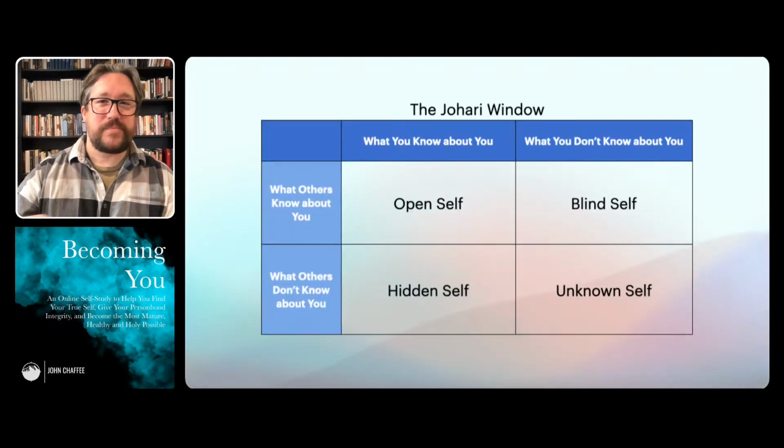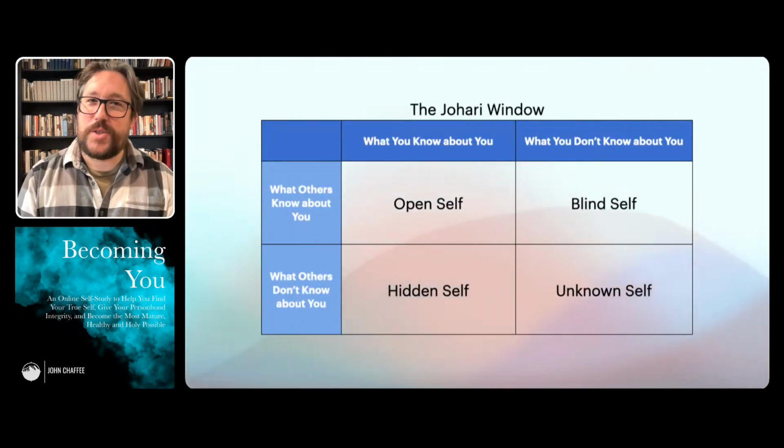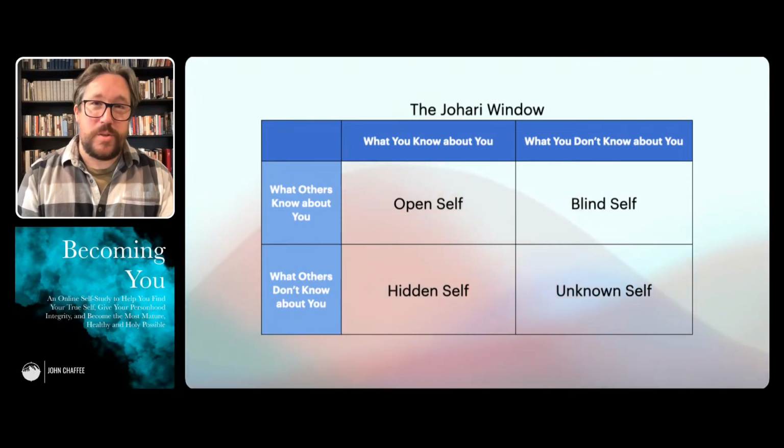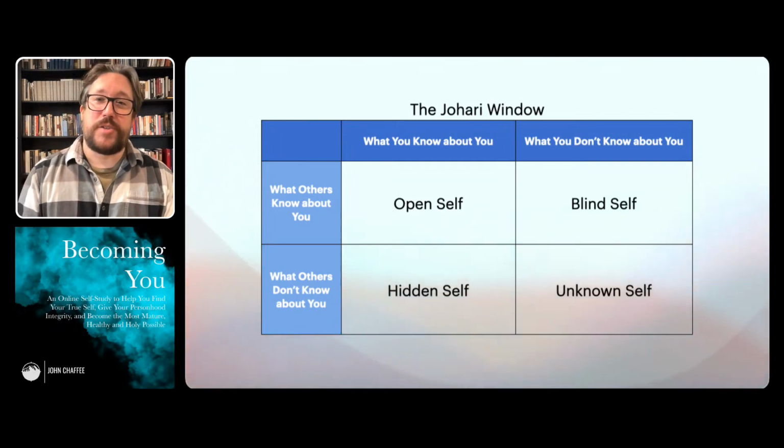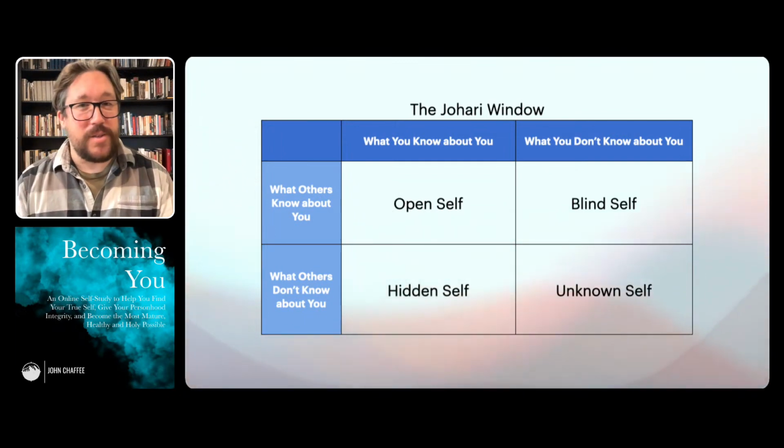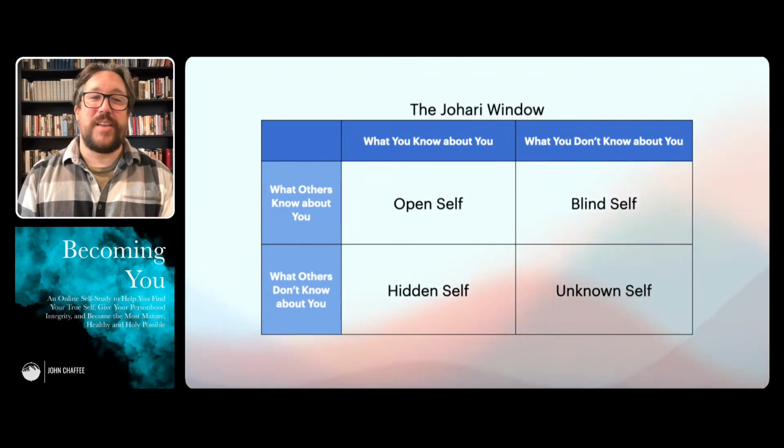So here we go. The Johari window has 2 columns and 2 rows that comprise then 4 boxes in the framework. There's what you know about yourself, there's what you don't know about you, there's what others know about you, and there's what others don't know about you. Let's talk through each of the 4 boxes.